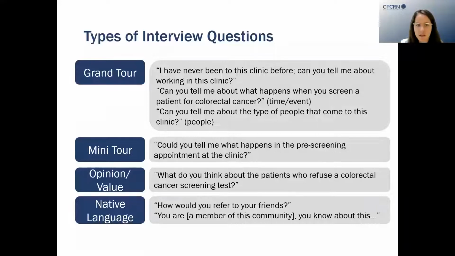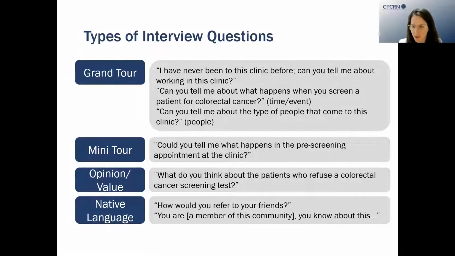And these can be really good starting questions because they're not very specific and they kind of give you the lay of the land of what you're talking about. So I have some examples here. Like you could say, I've never been to this clinic before. Can you tell me about working in this clinic? And you can ask the more general questions about the time or event or the people.